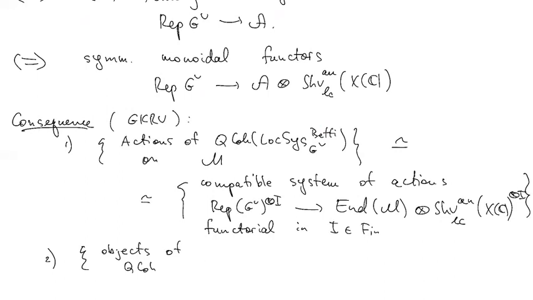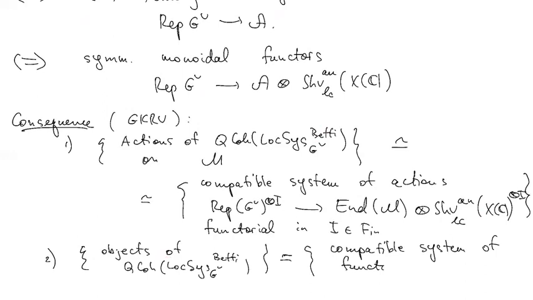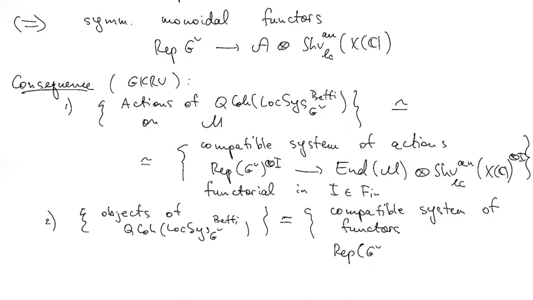So objects of this category, check Betti, also have an explicit description. This is a compatible system of functors from Rep G check to the I to the sheaves constant analytic C. So that's what an object here is. This is just a statement about how factorization homology of commutative, of symmetric monoidal categories works. It's a pretty formal statement.